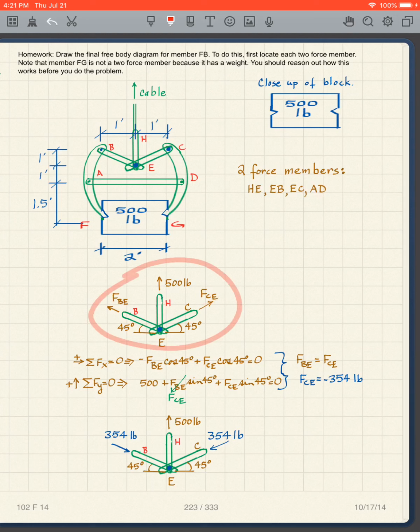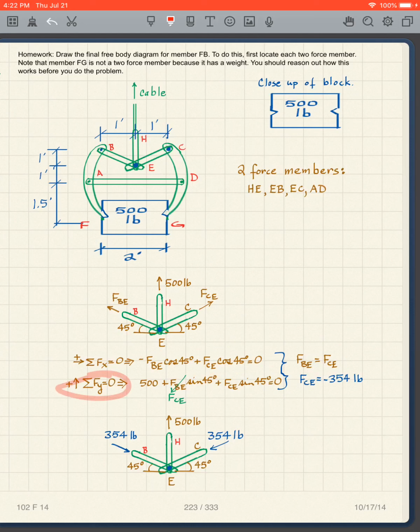We can look at this free body diagram and take the sum of the forces in the X and Y direction. If I take the sum of the forces in the X direction equals 0, I have minus FBE cosine 45 degrees for the X component here, plus FCE cosine 45 degrees for the X component there, and that equation tells me that FBE is equal to FCE. I can't solve it, but I can say that those two are equal.